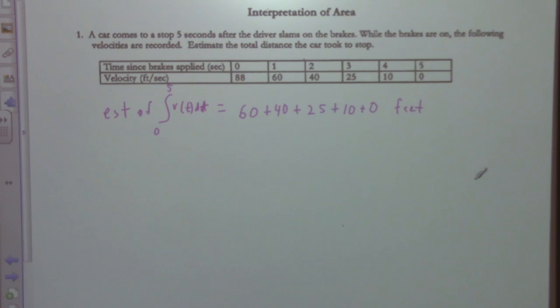Is that what you got, Kylie? Yep, that's what I got. Okay, so this is our right Riemann sum right here. That is a correct answer for the right Riemann sum.